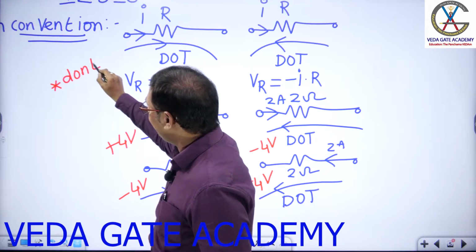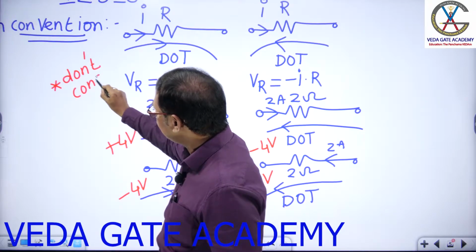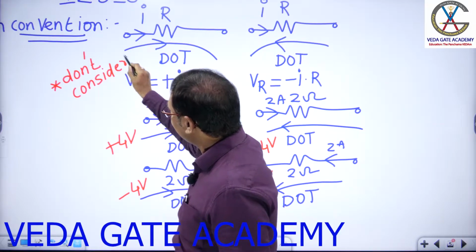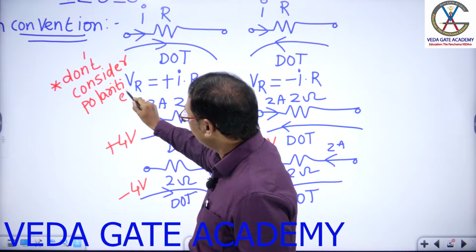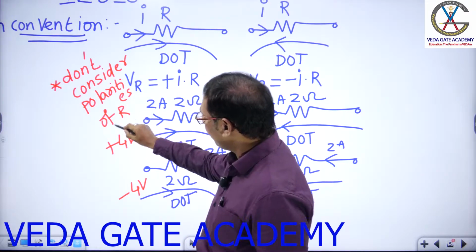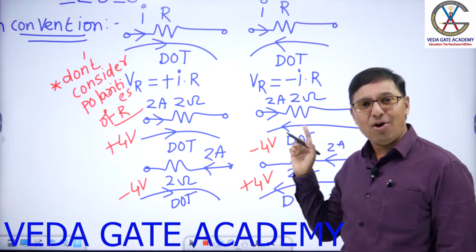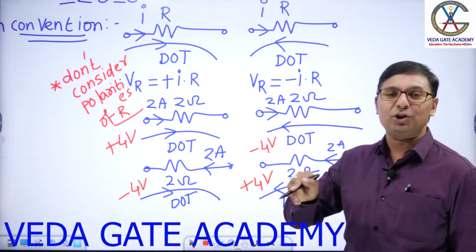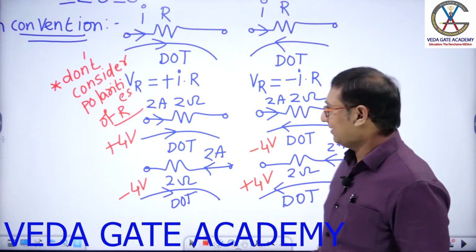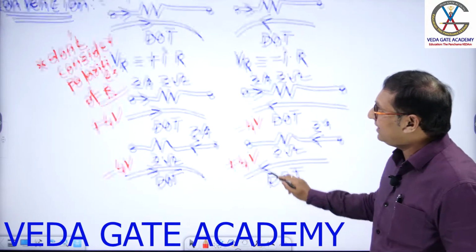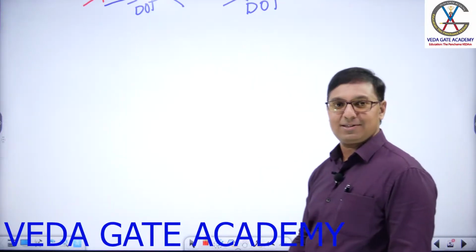Very, very important statement here. Do not consider polarities of R. Not given, sir. Though the examiner gives those polarities, let us not consider them. Fine, sir? Now, let us go with sign convention for the sources.